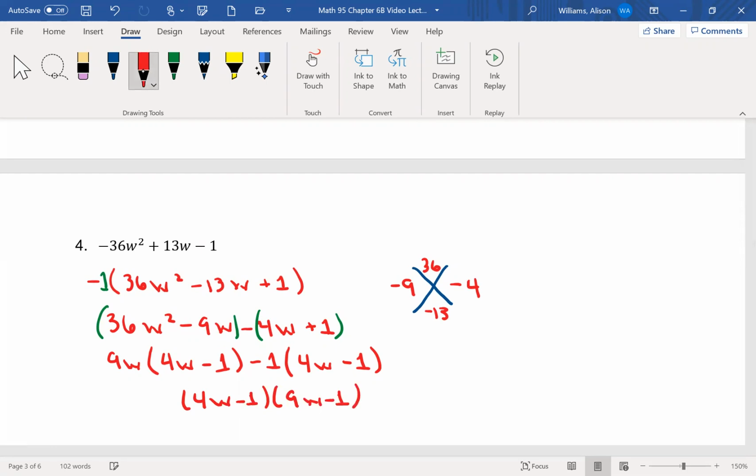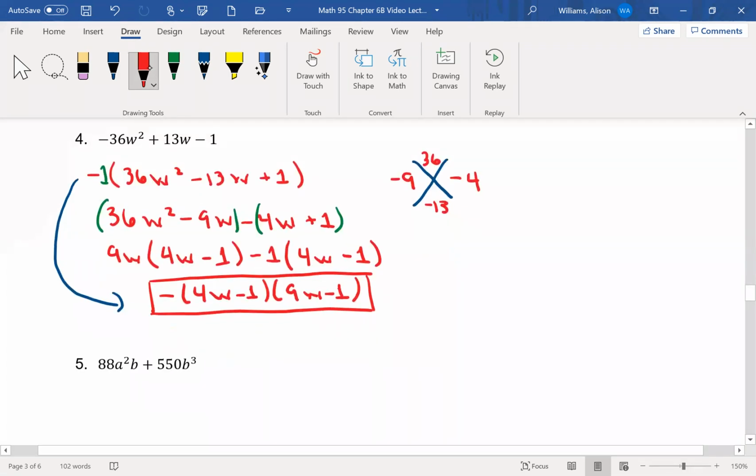And then we have a -1 out in the front as a GCF, which I'm just going to write as a negative, but you could write the 1. It's okay. And there you go. That would be the final answer on that. All right, let's try another one.